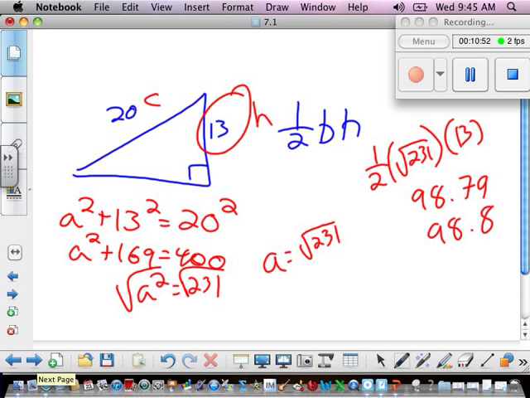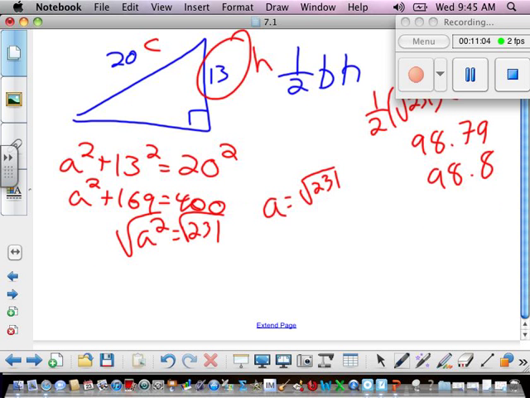Okay, part B, do we need to do it? I would do it the exact same way, except I know what the base is. What am I missing? The height. Same thing. Let's look at example 4, our Pythagorean triple, and then we'll be done.